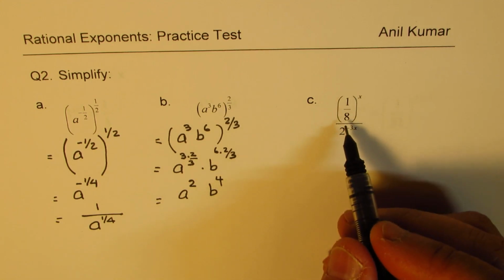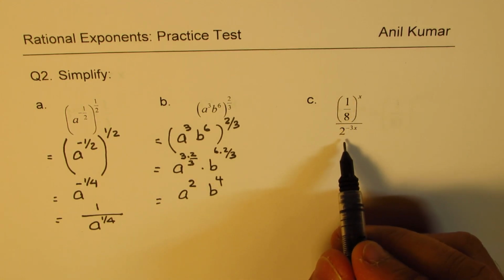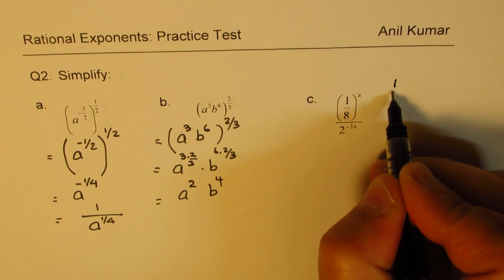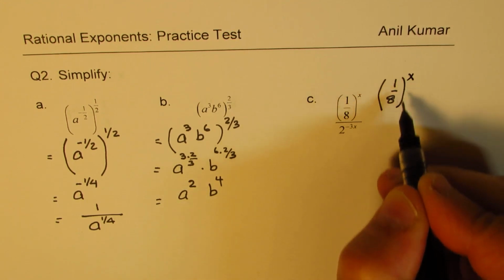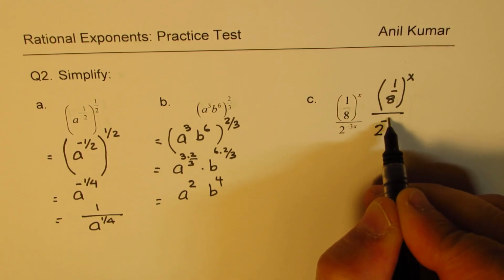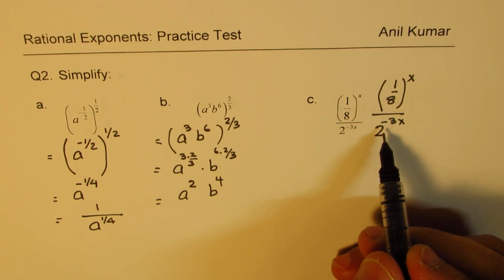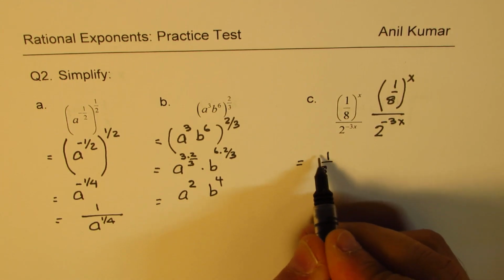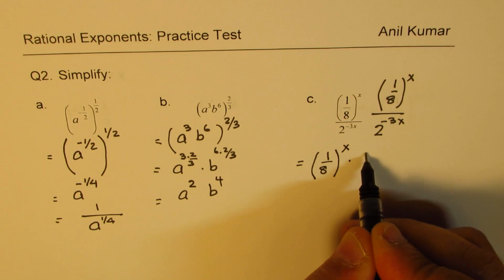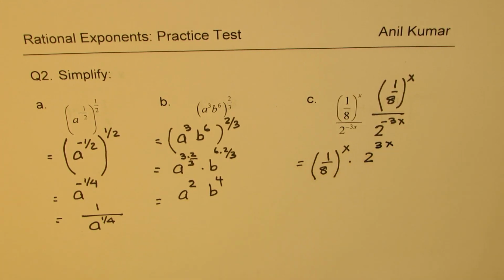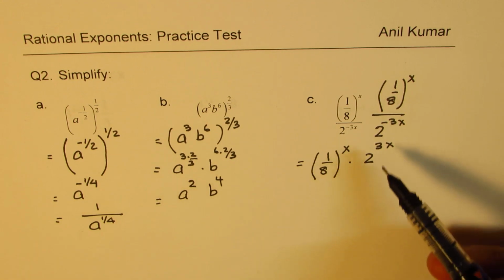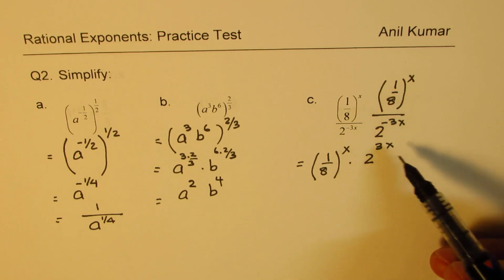Now c is 1 over 8 to the power of x, and in the denominator we have 2 to the power of minus 3x. So let me rewrite this. It's written as this: 1 over 8 to the power of x divided by 2 to the power of minus 3x. Now this minus 3x you could bring on the top. So we could write this as 1 over 8 to the power of x times 2 to the power of 3x. Correct? Negative means just flip it. So if it was in the numerator as it was here, bring it to the denominator. If the number is in the denominator, take it to the numerator, right?